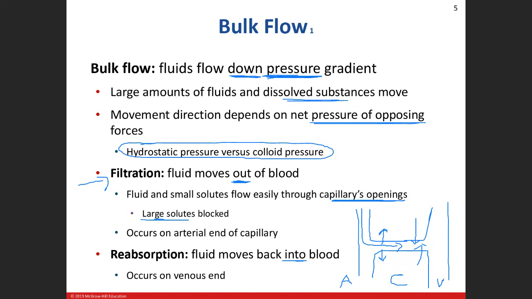Think about it: we have oxygen, we've got to drop it off. So I'm dropping off oxygen here. But at the same time, now I've got to pick up carbon dioxide. So we're picking that up, the wastes.